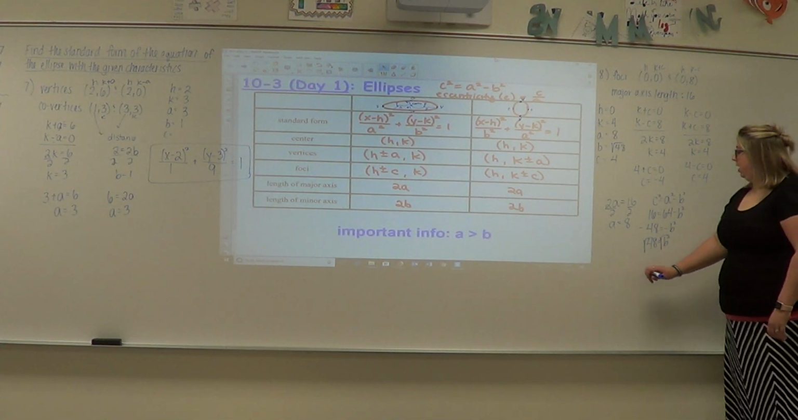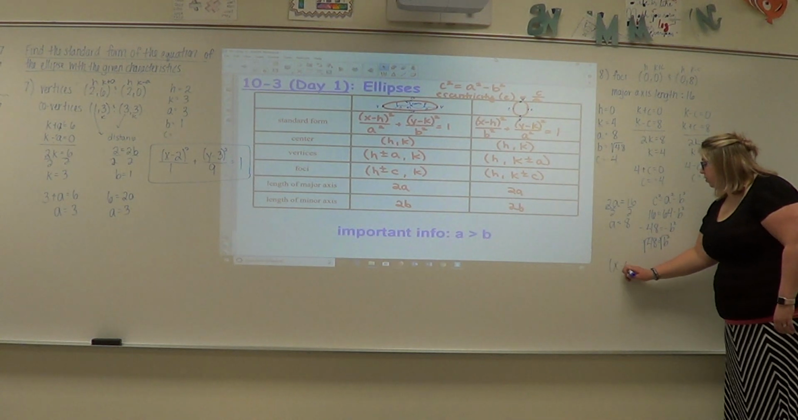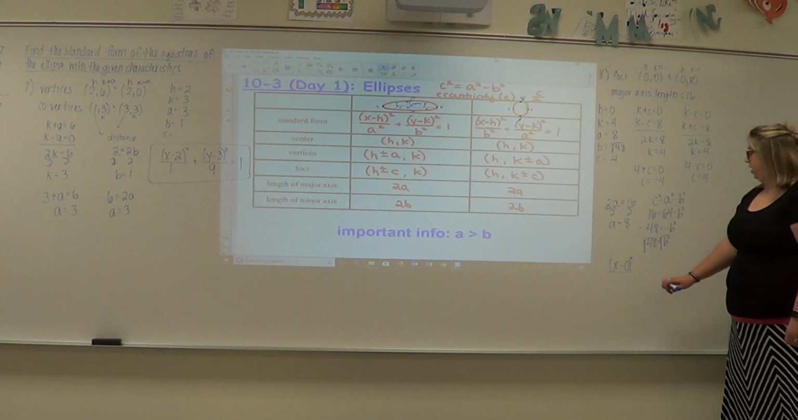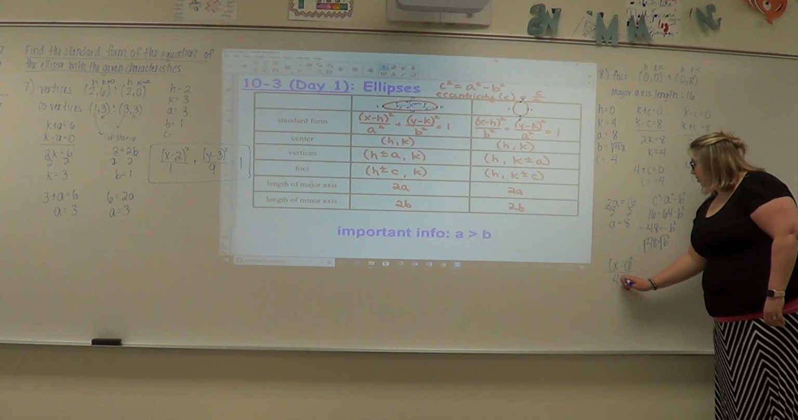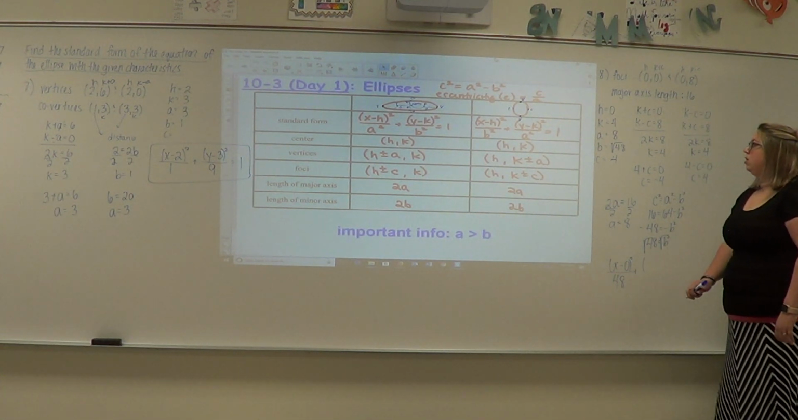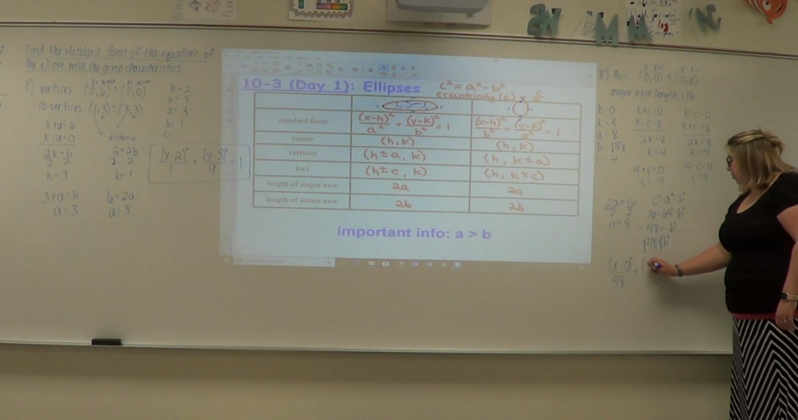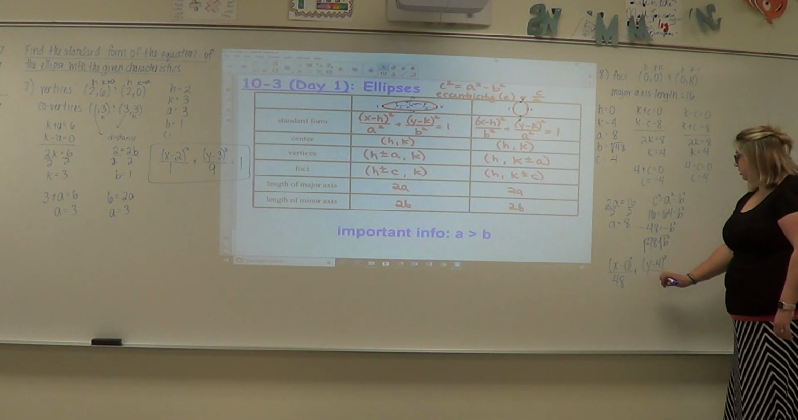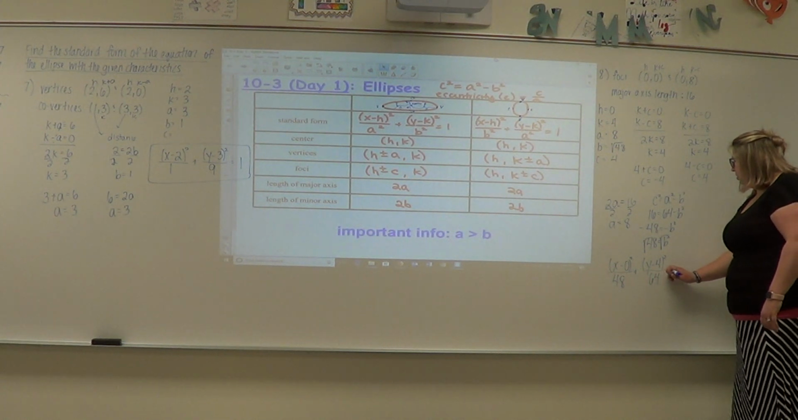So my equation would be x minus 0 squared, or just x squared, over 48, plus y minus 4 squared, over 64, equals 1.